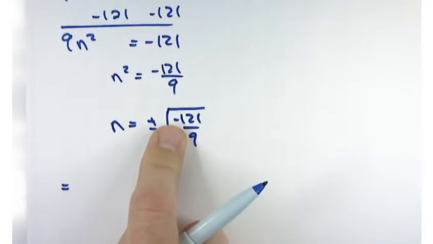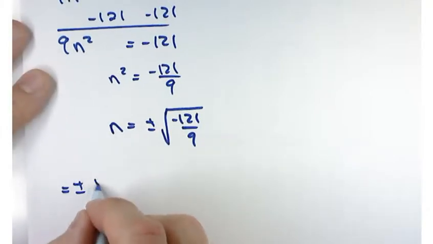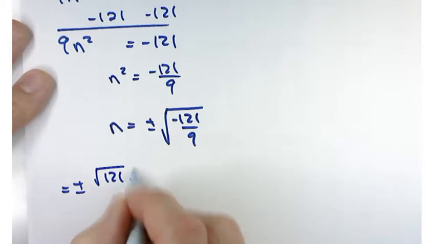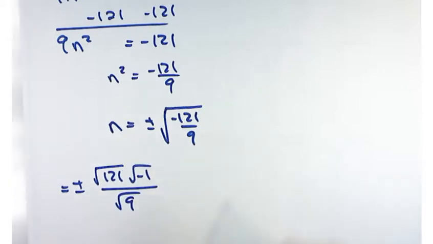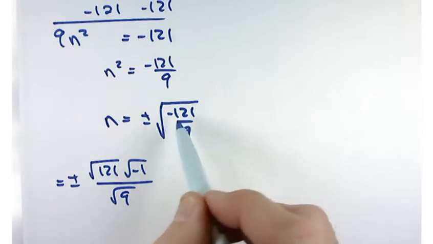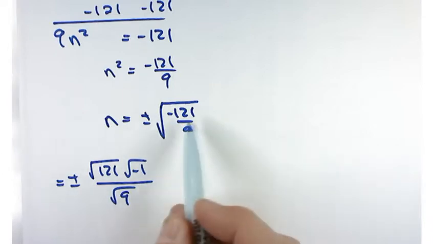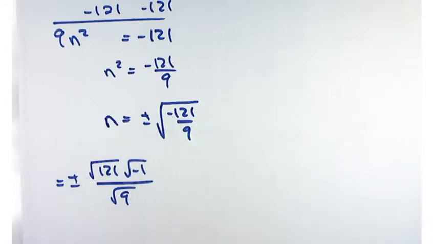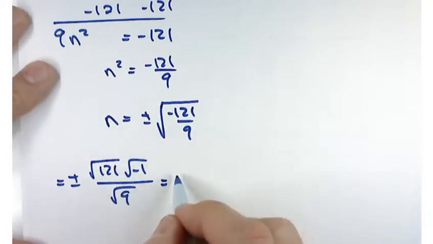If it helps you out, you can break that up into three different radicals: the square root of 121, the square root of negative 1, and the square root of 9. You can do that because this is all division or multiplication, in the case of the negative 1 times 121. You couldn't break this up if there was an addition or subtraction in there. But we're okay. How does this all simplify?